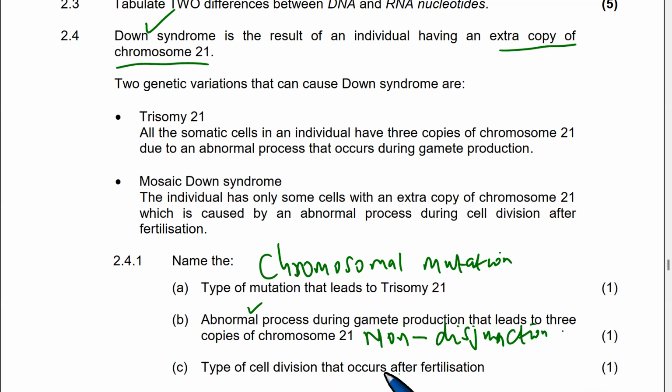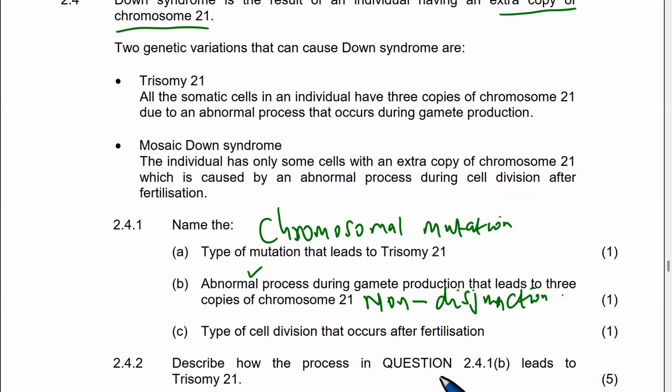The type of cell division that occurs after fertilization. What is the type of cell division that occurs after fertilization? It's called mitosis. So what is mitosis? It is the type of cell division that occurs after fertilization. That is mitosis.